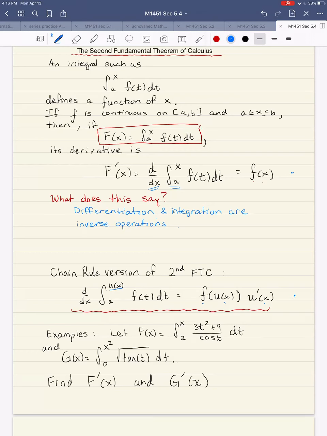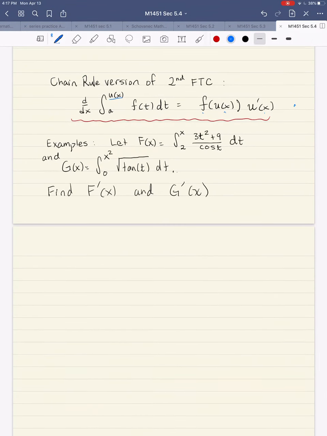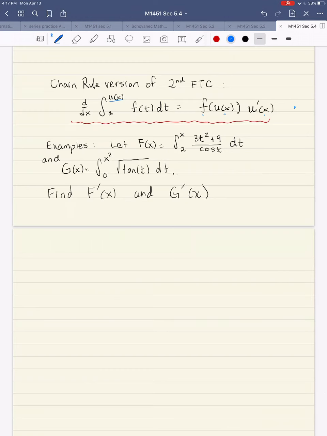So here's two functions. F of x is the integral of 3t squared plus 9 over the cosine of t integrated from 2 to x. And g of x is the integral of the square root of the tangent of t integrated from 0 to x squared. And we want to find the derivatives of both those functions. And we can find the derivatives without finding the antiderivatives, which is a good thing because we don't know how to find the antiderivative of either one of those bad boys.